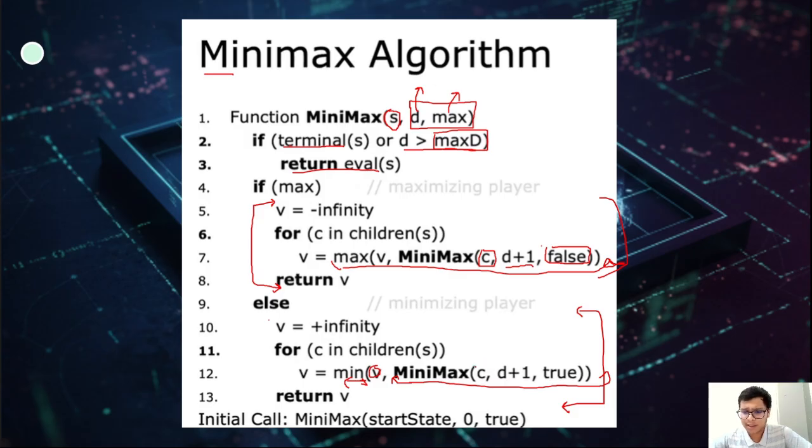Again, to explain these arguments, C is just a child of S. D is there because we have already searched till depth d, and true is because if I am the minimizing player, the next move would be made by the maximizing player for sure, and the max variable would be true.